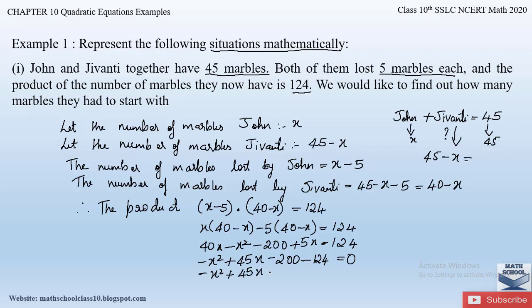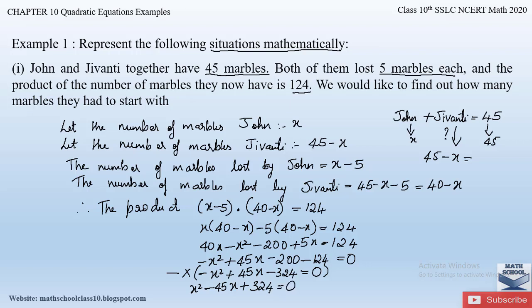Minus and two minus will get a minus sign, and we are adding the terms. 4 plus 0 is 4, 2 plus 0 is 2, and 2 plus 1 will be 3. So this will be minus 324 is equal to 0. Since we have a minus sign initially, let us multiply this whole equation by minus again, so that the first term becomes positive. So minus into minus will be plus x square, then minus into plus will be minus 45x, again minus into minus will be plus 324 is equal to 0.